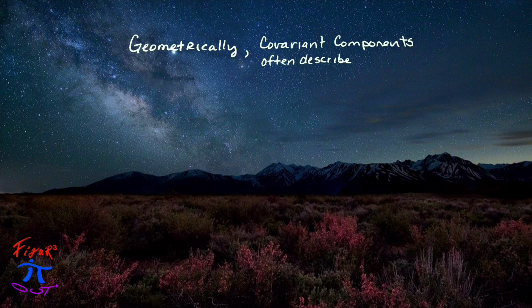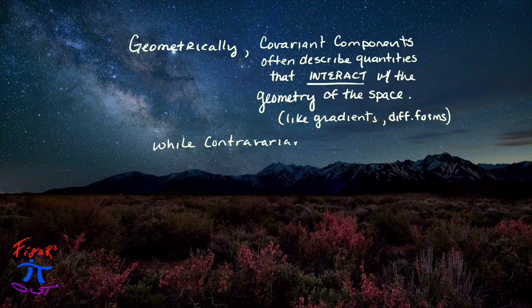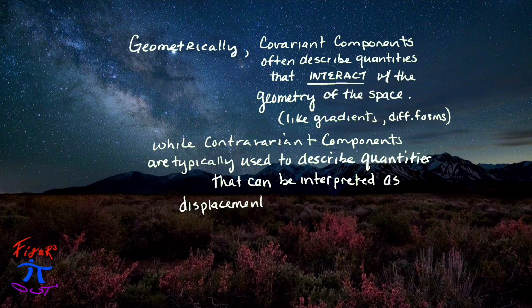Geometrically, covariant components often describe quantities that interact with the geometry of the space, like gradients or differential forms, while contravariant components are typically used to describe quantities that can be interpreted as things like displacement, forces, or moments, things that have directions.